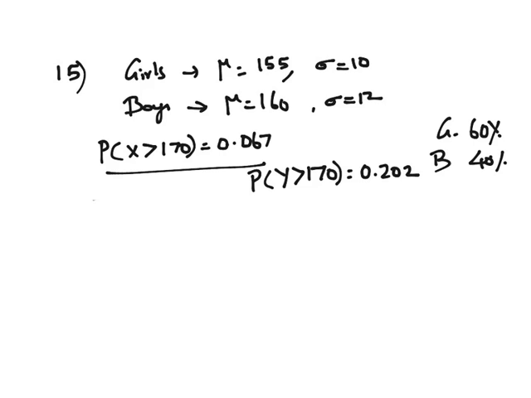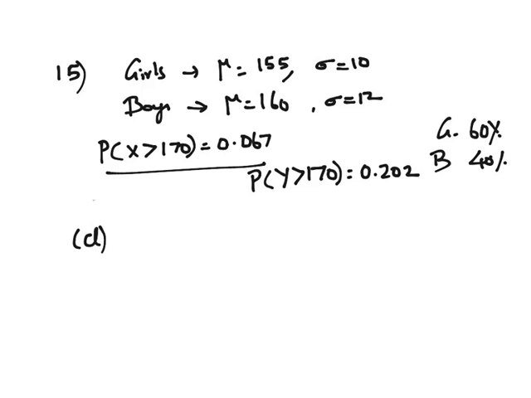Now a 14-year-old student is selected at random. Calculate the probability that the student is taller than 170 centimeters. What is the probability that the student is taller than 170 centimeters? Now there are two possibilities, right? I can select a boy or I can select a girl, right?